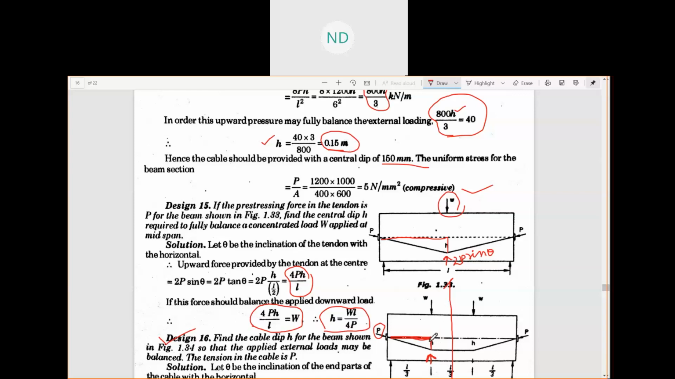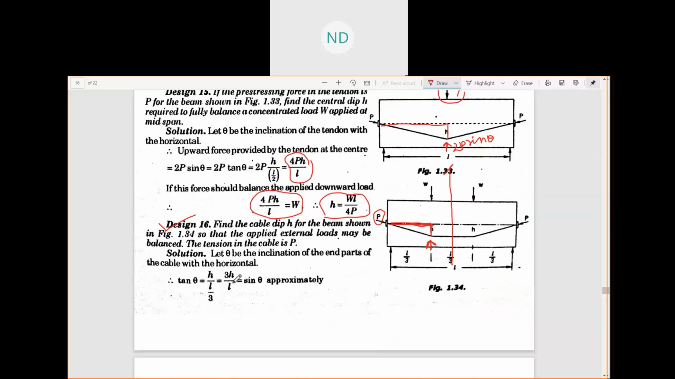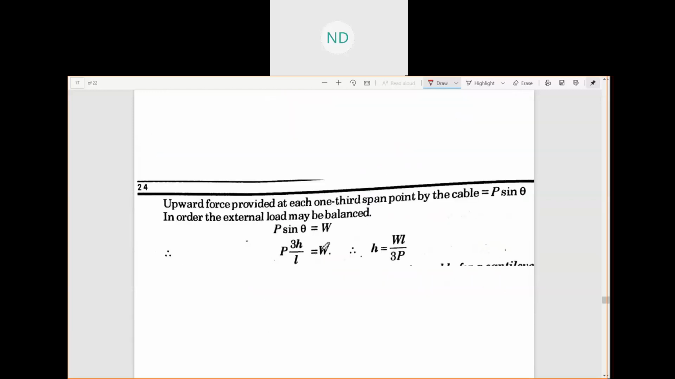For finding out the sine theta or tan theta, you have this h divided by l by 3. If you see the solution, tan theta is 3h by l. Above this upward thrust there is a downward load W, which will compensate these values, so we can equate these two. P sine theta is equal to W, and sine theta we already got as 3h by l. Now from here you can easily find your h value. So h is WL by 3P.